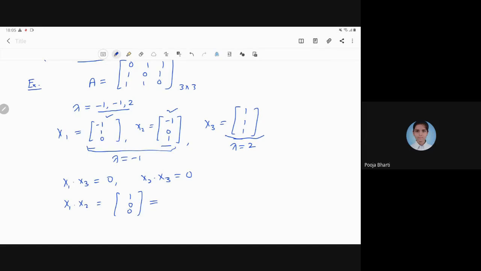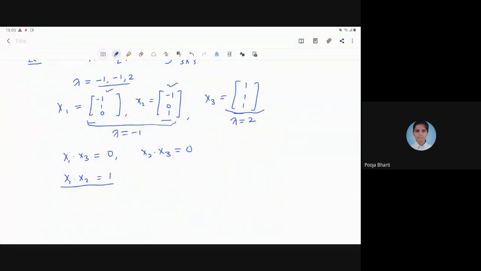I should write it as a number. Minus 1 into minus 1 plus 1. This is non-zero, but it is corresponding to the repeated eigenvalue. As I said earlier, corresponding to repeated eigenvalues, it is not guaranteed that those are mutually orthogonal. But corresponding to different eigenvalues, the eigenvectors are orthogonal, correct? Now, your job is to construct P, which is orthonormal. But if you use x1, x2, x3, this is not orthonormal. X1 is orthogonal to X3, fine. X2 is also orthogonal to X3, fine. But X1 and X2 are not orthogonal to each other.